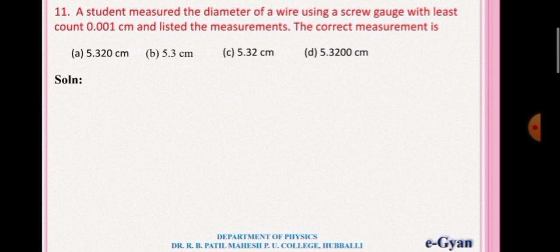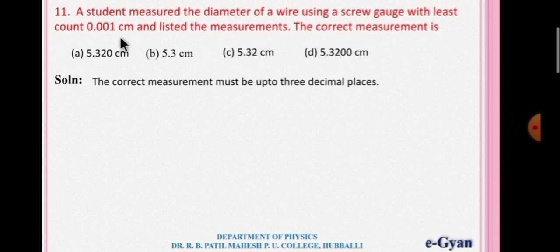Here the measuring instrument is a screw gauge and the least count is 0.001 centimeter. Actually all the options are correct, but we have to write the answer as per the least count of the measuring instrument. What is the least count? It is 0.001. That means we have to express the result up to the third decimal place. Out of these 4 options, option A is expressed up to the third decimal place. Hence, option A is the right answer. Is that clear?